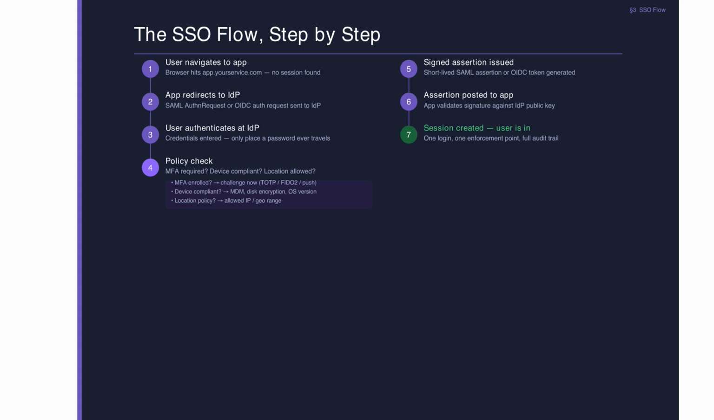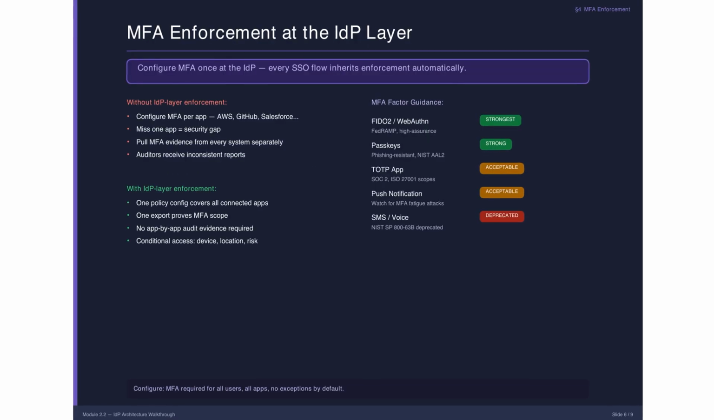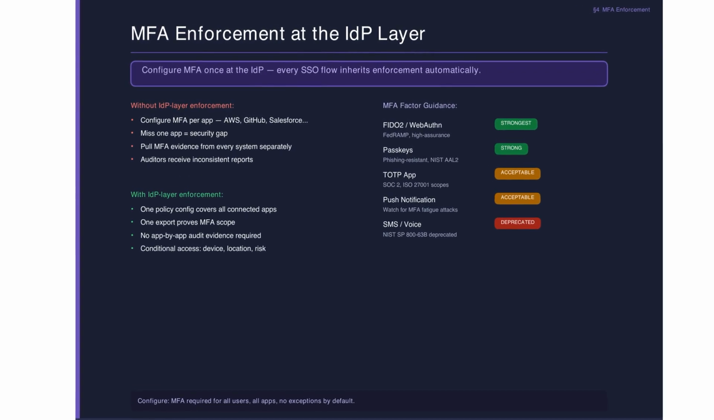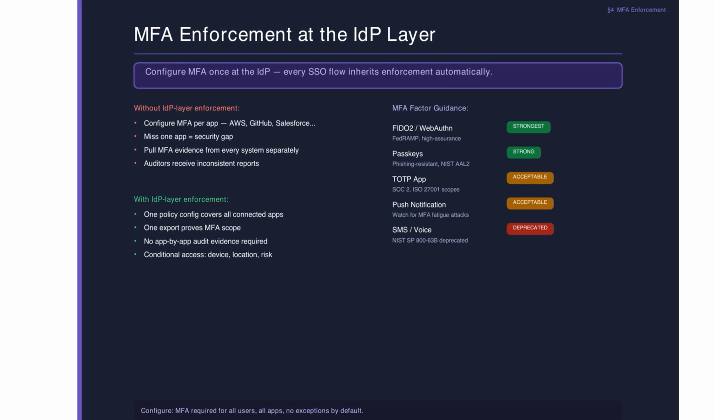One login, one enforcement point, and a full audit trail of exactly what was checked and when. That policy gate in Step 4 is where your security controls actually live. That policy gate brings us to MFA enforcement. The key idea: configure MFA once at the IDP, and every single sign-on flow inherits that enforcement automatically.